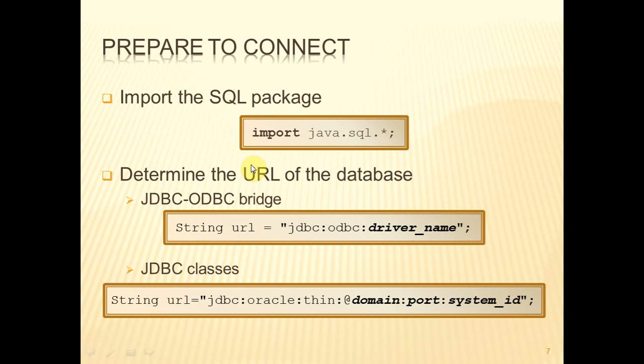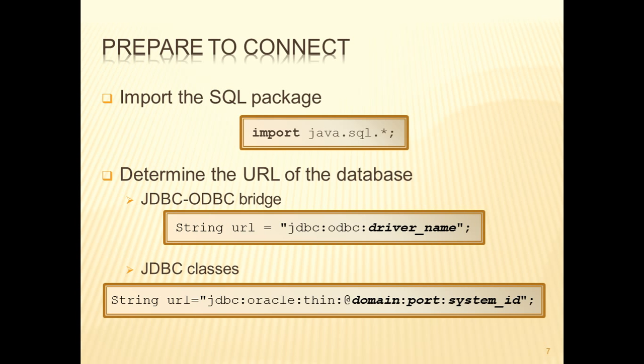We also need to work out the URL of the database that we're connecting to. Again, that will be different depending on the database that you're using. For example, if you're using the JDBC ODBC bridge, then you'll need to use this kind of string: JDBC : ODBC : and then you type the name of the driver that you created. If you're using JDBC classes, then you'll have to consult the database manufacturer for the details of that connection string.